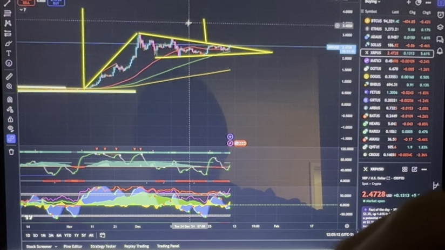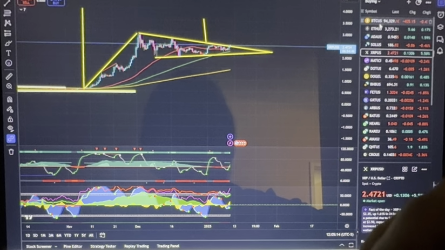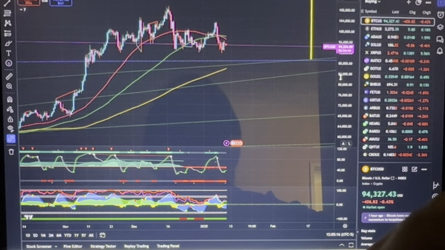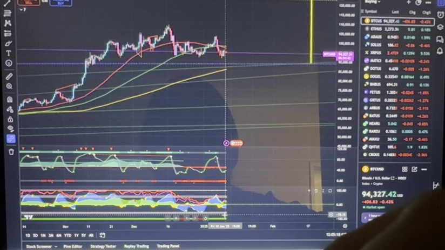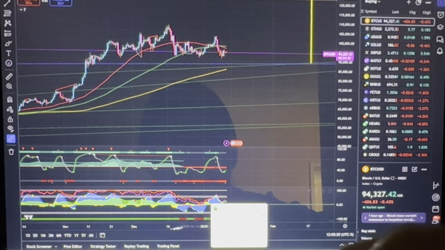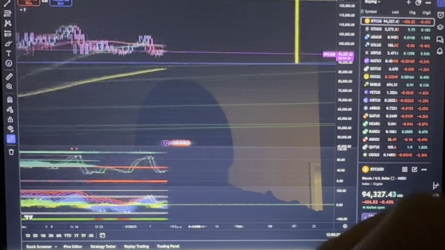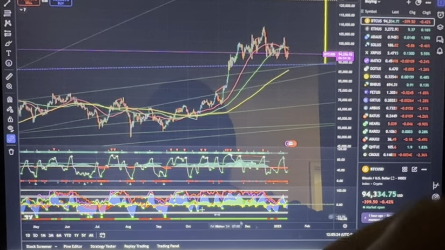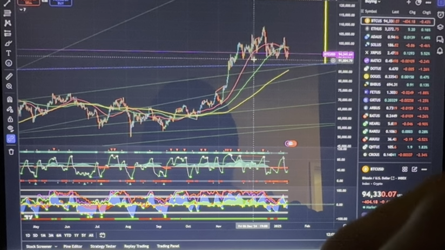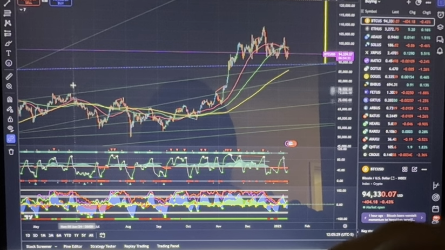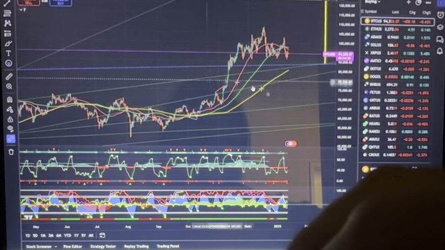So now let's look at our BTC. BTC, I haven't drawn anything on the BTC recently, because its run up here was predictable based off of the pattern it was in, and I took all that stuff off.